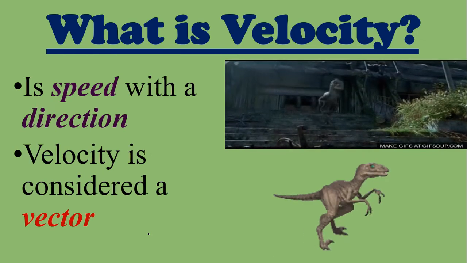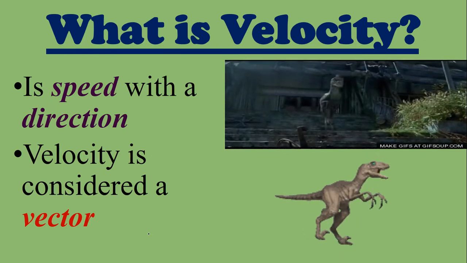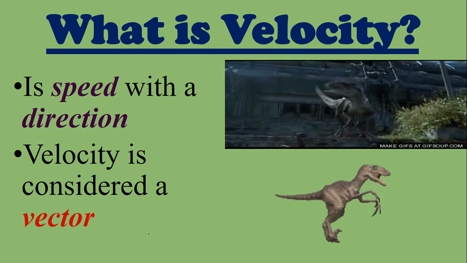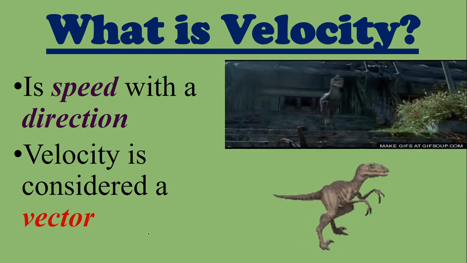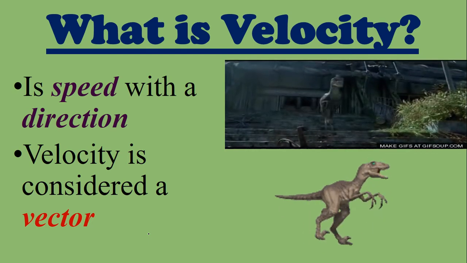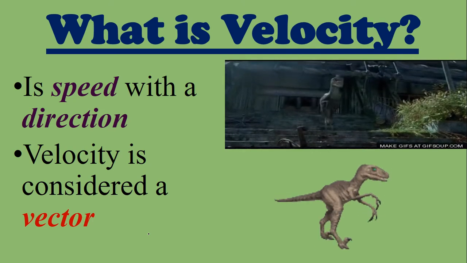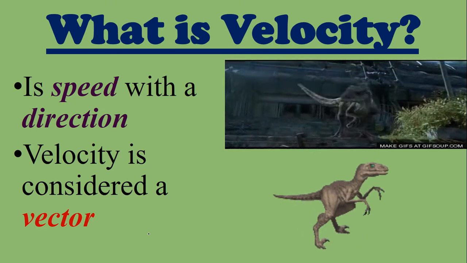So what is velocity? It is speed with a direction. And so velocity is considered a vector. A vector has a value and it has a direction. And so you have to have both to have velocity.